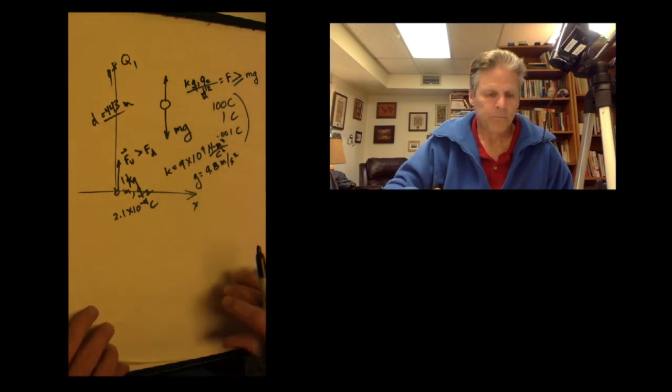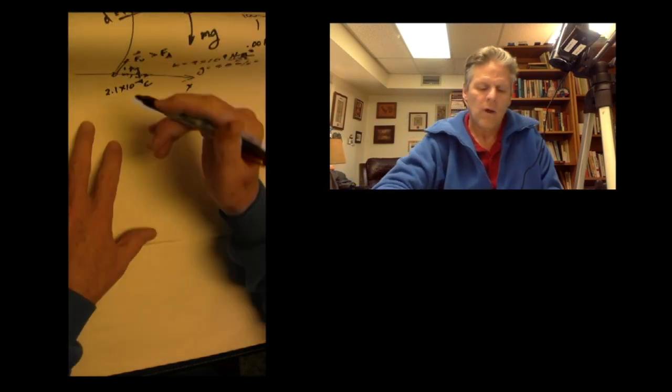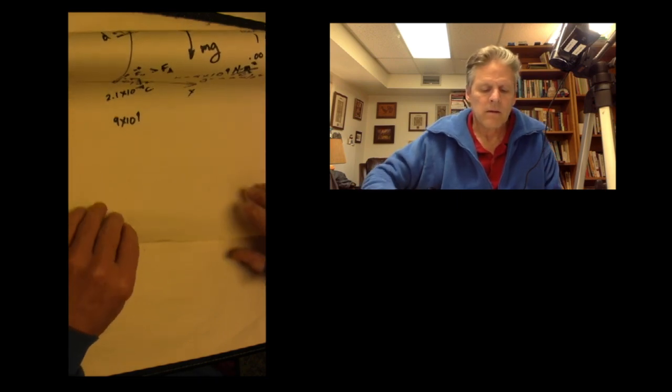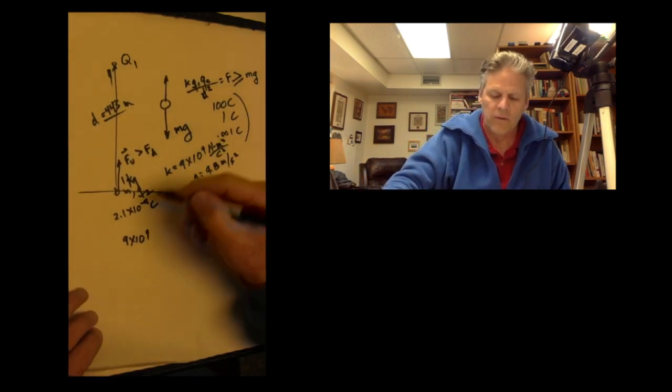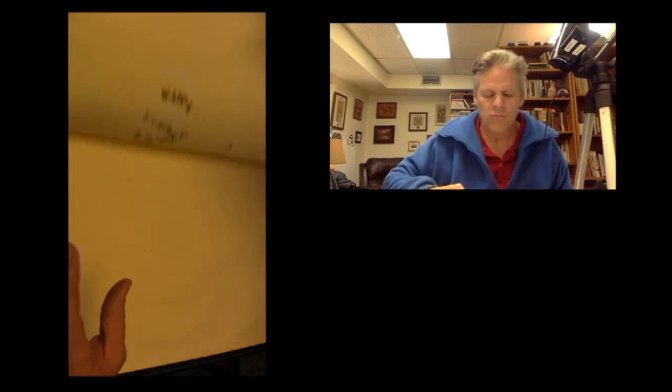Okay, so I want to make sure this is here, so I'm going to go ahead and cheat a little again. So I just need to do my K, Q1, Q2. Well, K is 9 times 10 to the 9th. Oh, I'm sorry. Let's go ahead and solve this equation. F is greater than or equal to mg.